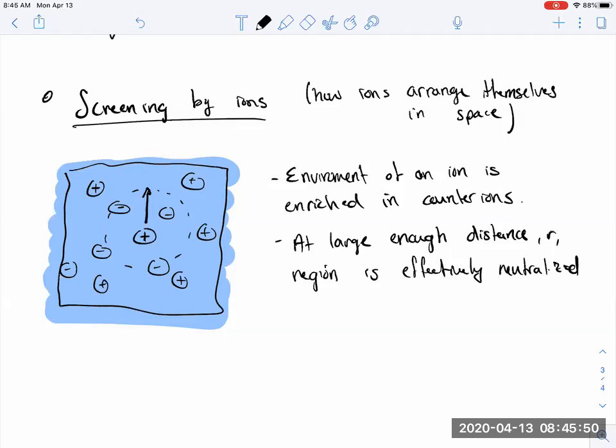Oh, and there's a length scale associated with that screening, which determines the length over which I can move beyond that tagged charge and see an effectively neutral solution. So that's what we're going to try to work out: what can we exactly say about that process of counter ion accumulation and effective neutralization of some tagged ion.